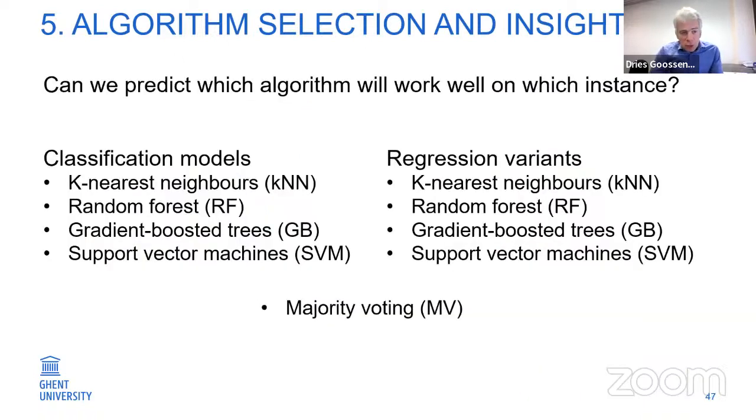Okay, a final question is, now, can we predict which algorithm will work well on which instance? And for that, we developed a number of classification models and also regression variants. So I guess you know the nearest neighbor, random forest, gradient boosted trees, and support vector machines classification models, which is a general classification model that will tell you which algorithm is predicted to work best. We also have regression variants that are models for each algorithm separately and try to predict the score of how that algorithm will work. And then you can pick the algorithm with the best score. And we also implemented majority voting over these 8 models and variants.